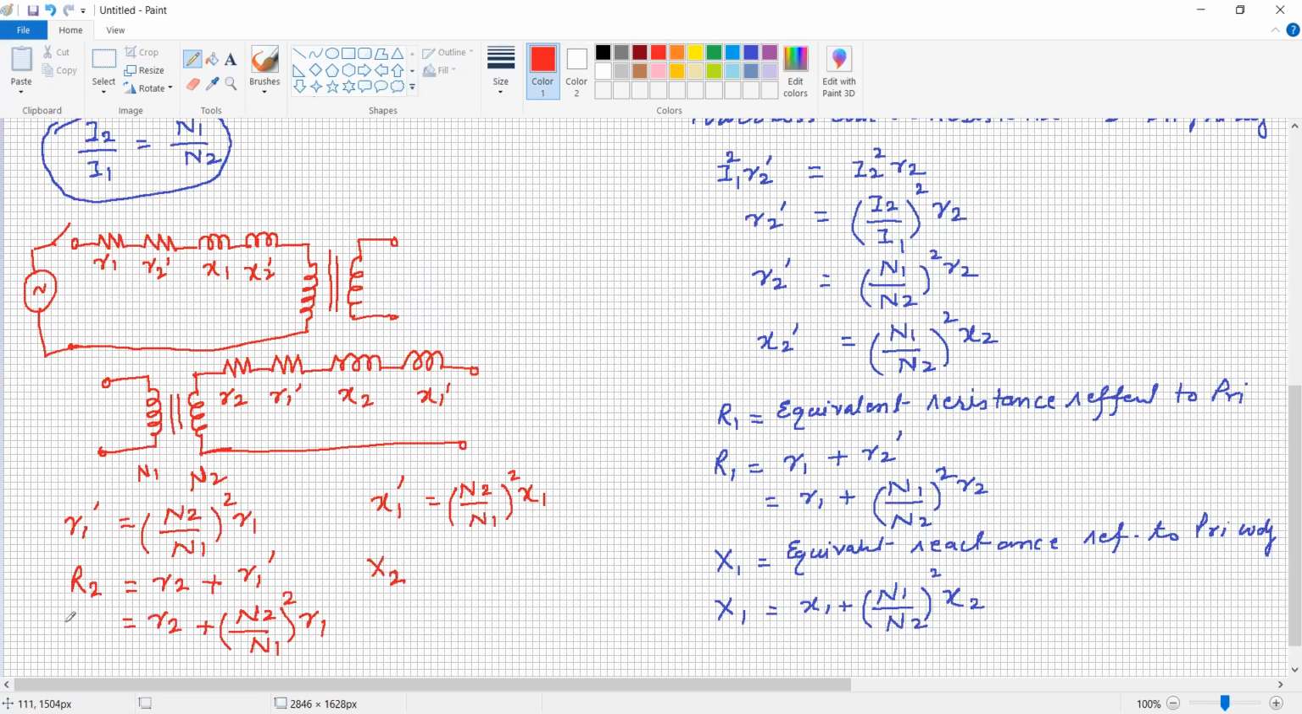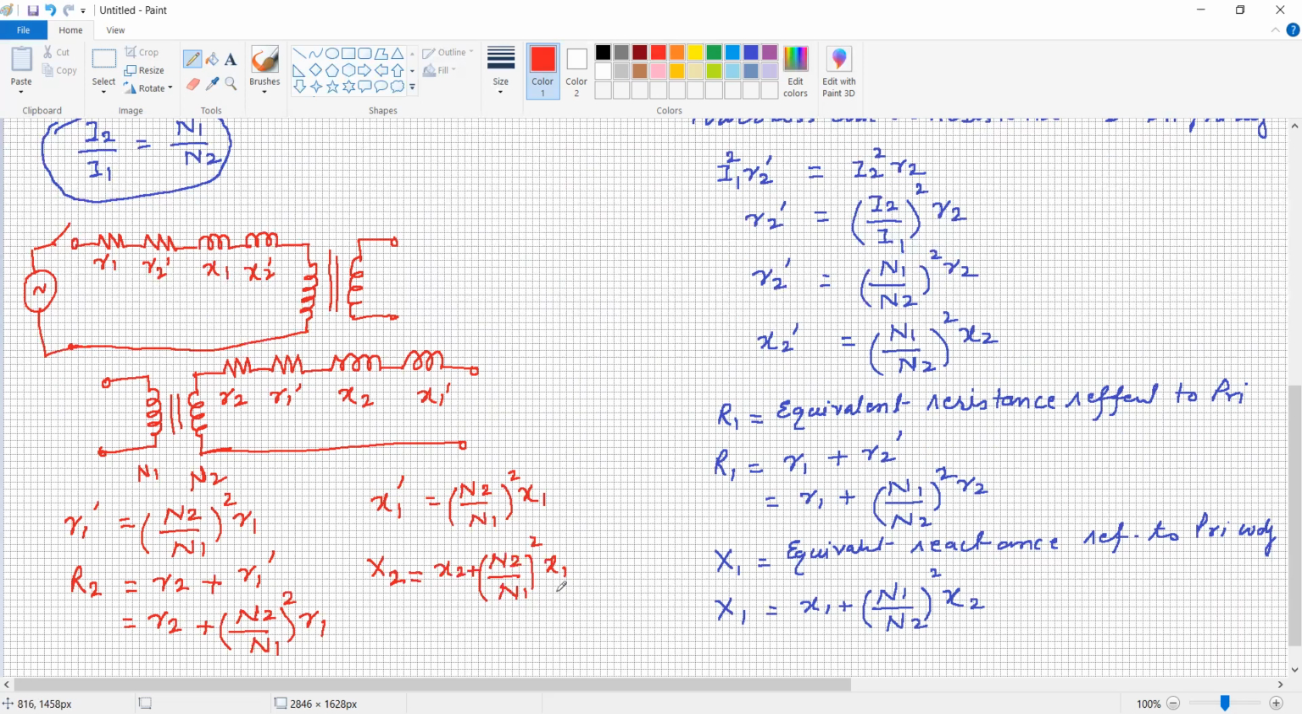And here X2 dash, that is the total equivalent reactance referred to the secondary side, is equal to X2 plus N2 upon N1 bracket square into X1. So in this way, it is possible to transfer the resistance from LV winding or secondary winding to the primary winding side, or primary winding parameters to the secondary winding side. Okay, so this is the simple transformation. Now, how to remember this?